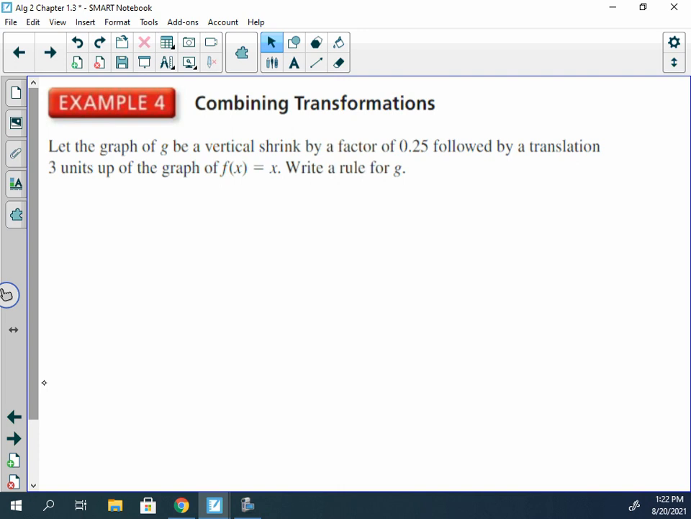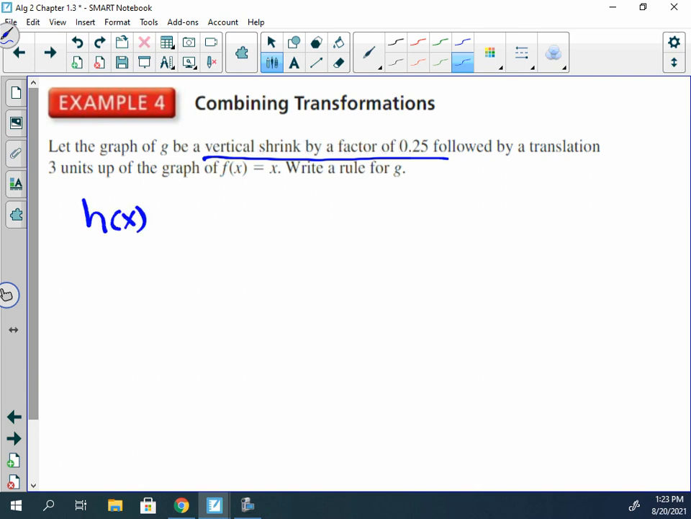So here, let the graph of g be a vertical shrink by a factor of 0.25, followed by a translation 3 units up of the graph of f of x equals x. Write a rule for g. Let's do this one at a time. So the first thing it said, careful, was a vertical shrink by a factor of 0.25. So we're going to do that transformation first, and then we'll do the vertical translation of 3 units up to get to the graph g.